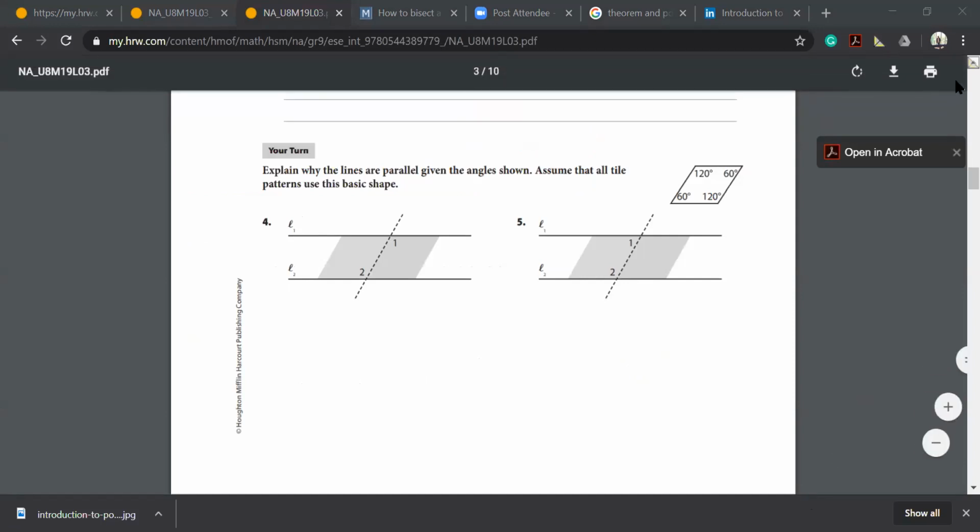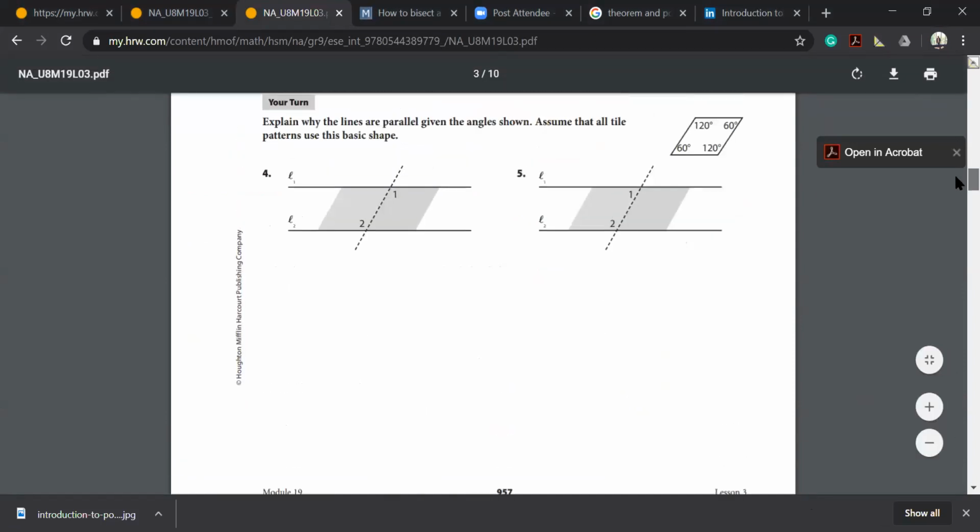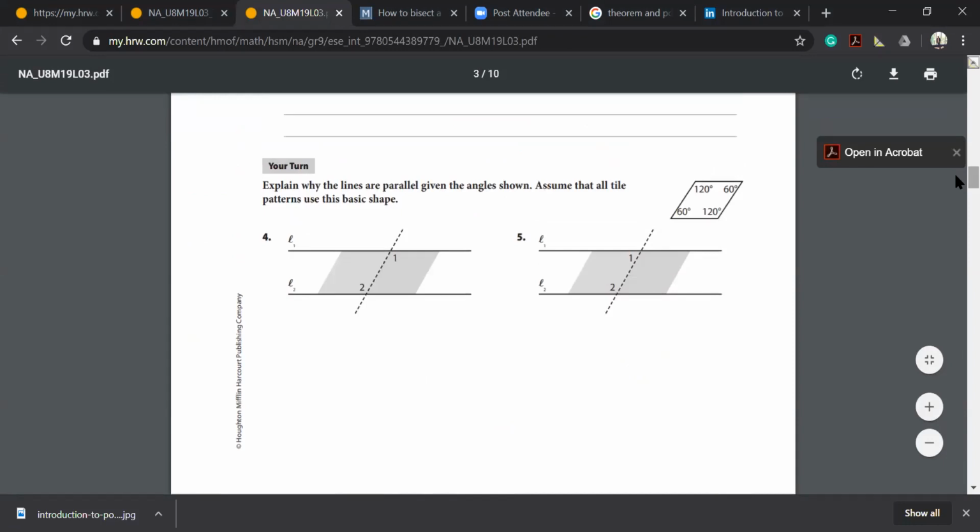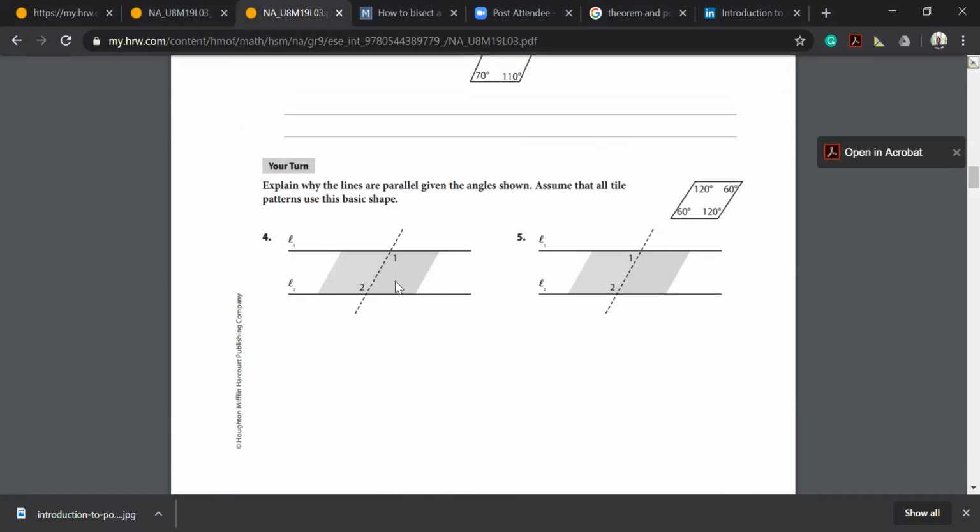Okay. So going back to our book. We said we were in page 957 and we need to solve question 4 and question 5. It is supposed that all of the pieces here are just like this tile, which means that this angle is 120, this is 60, this is 120, and this is 60. Again, you are repeating the tile: 120, 60, 120, and 60, right? And he is telling you, what about angle 1 and angle 2?